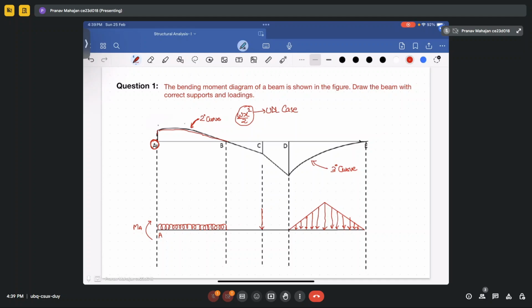Because suppose what you are doing in conjugate beam method, you are first taking a loading diagram and then finding out the bending moment diagram, and you are taking the bending moment diagram.